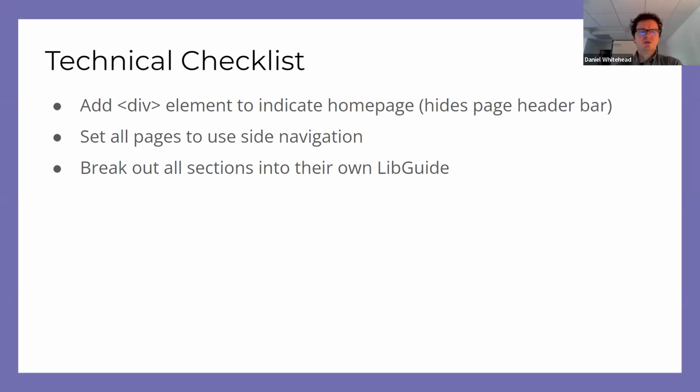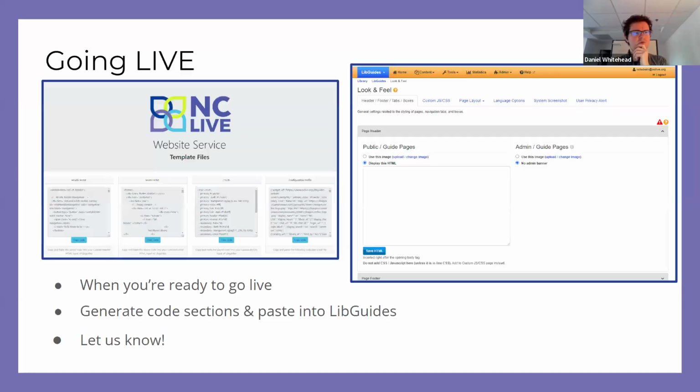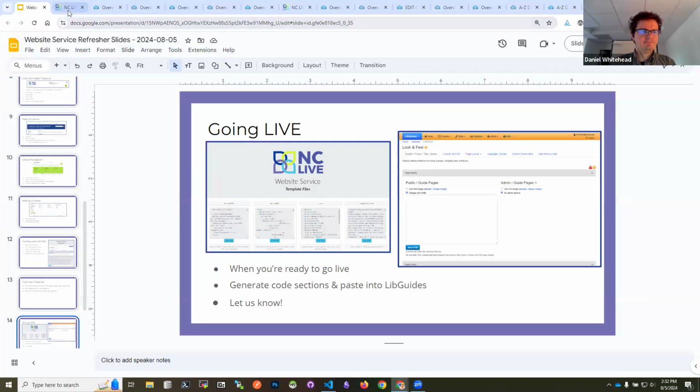As far as other technical things to progress through, we mentioned before adding that element to indicate what your home page is, as well as setting all of the pages to use side navigation and then breaking out your different pages. So those are the main big pieces for the technical part. And then is when you're ready to go live. This is the part when you've looked at some pages and you feel like stuff's looking good. We tried to make it fairly straightforward to do this. Let's see if we can do it.